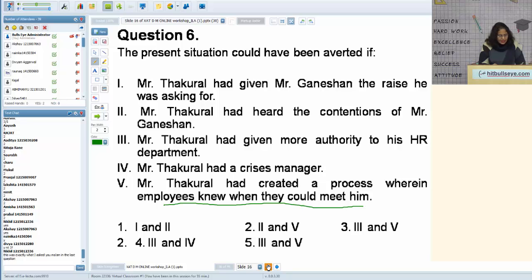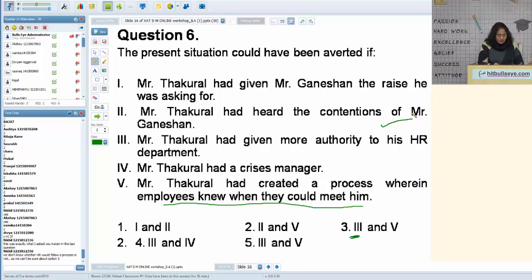Divya, you feel why not the third one? See, the difference is option number 3 had given more authority to his HR department. See, if we just do this and we ignore the second one, the second is very important to rule out the situation where the HR has not been fostered. He should have first spoken to Mr. Ganeshan. That would have ruled out the situation going from bad to worse. And yes, then he should have had a proper process. So we need the second very, very importantly. Had there been an option with second, third and fifth, then maybe we would have gone with that.